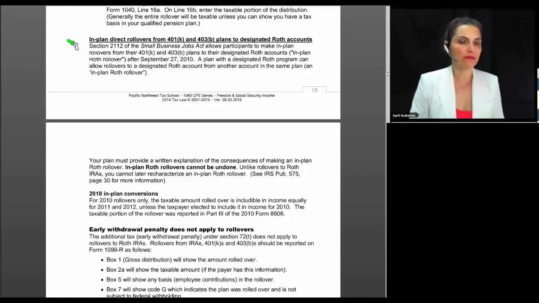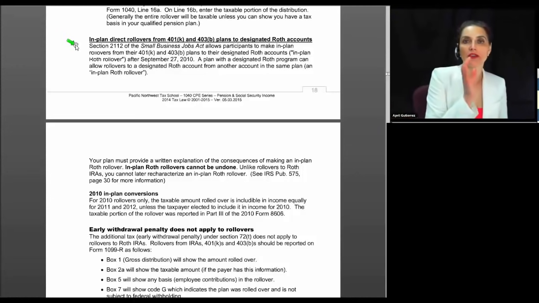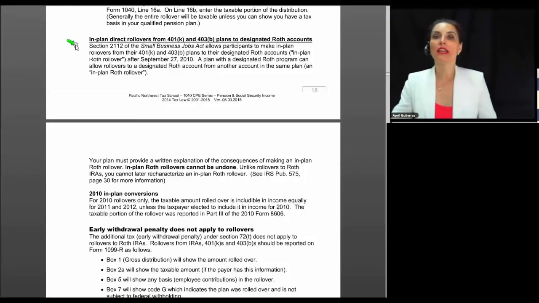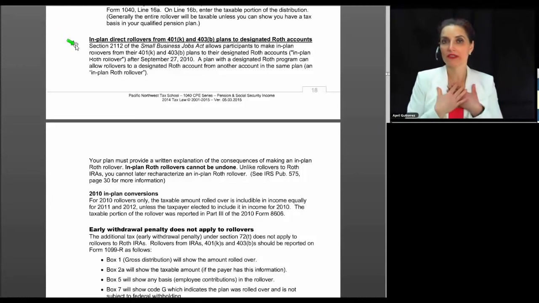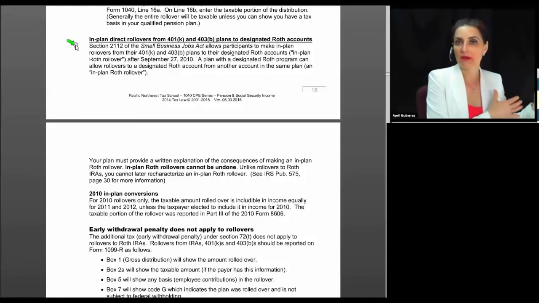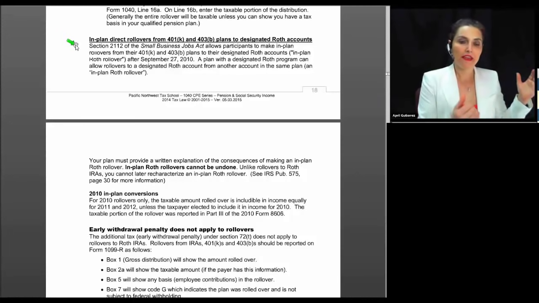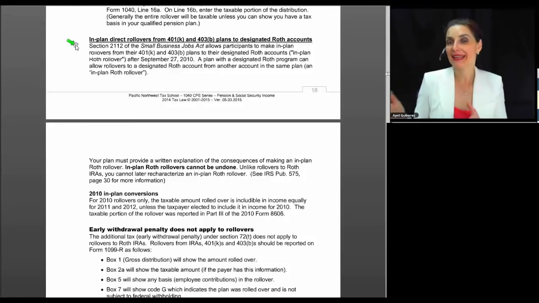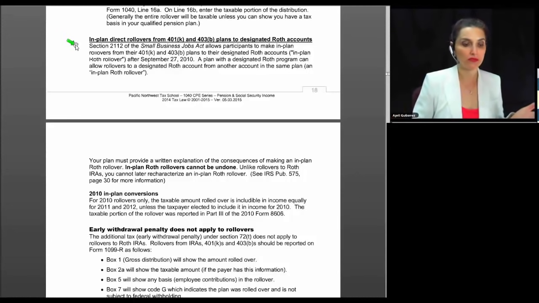These are called in-plan Roth rollovers. But this is completely different than doing a conversion from your 401k plan to an individually owned Roth account that is under your control. A designated Roth account is an account established by your employer that carries some of the same benefits as a Roth IRA, but it is not the same as a Roth IRA, and it has special rules that apply to it.